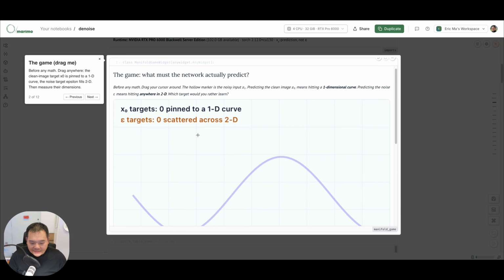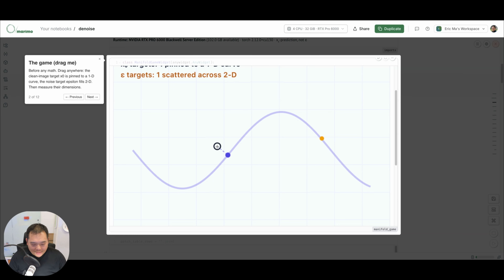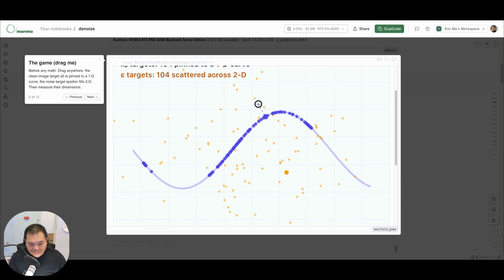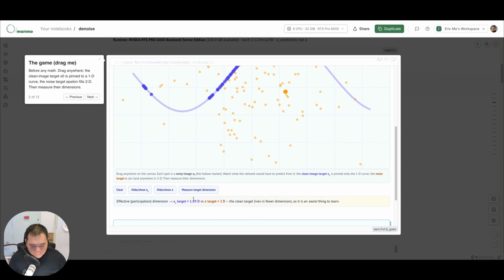So you don't need equations to feel this concept and build a widget using my agents. So drag anywhere. Each spot is a noisy image. The indigo clean image always snaps to that one-dimensional curve, while the amber noise dots scatter everywhere. If you scroll down and hit the measure dimension, the clean data points are approximately one-dimensional, while the noise is approximately two. So you found the paper's argument just by playing around.